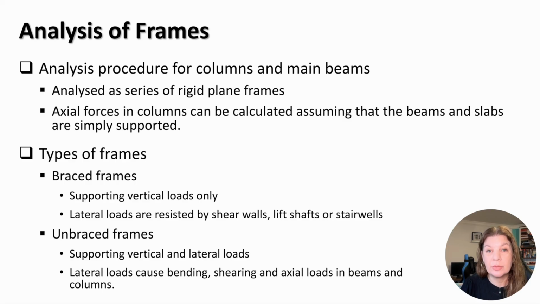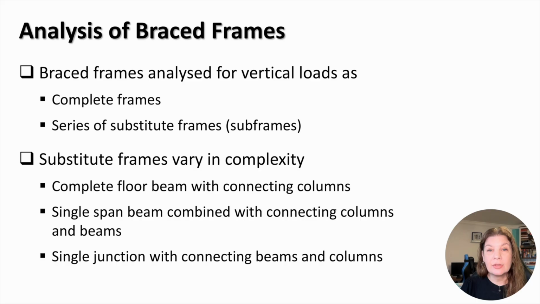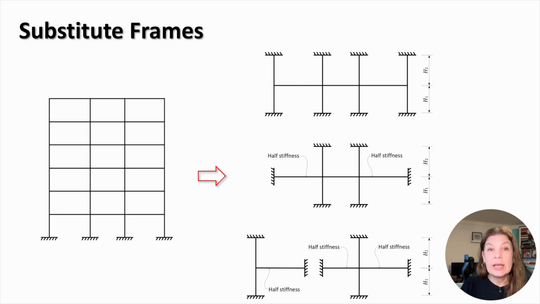in beams and columns. Braced frames can be analysed for vertical loads either as complete frames or a series of substitute frames, in short, subframes. The substitute frames vary in complexity and can include either a complete floor beam with connecting columns or a single span beam combined with connecting columns and beams, or a single junction with connecting beams and columns. Here you can see examples of the division of a multi-story frame into substitute frames of different complexity.